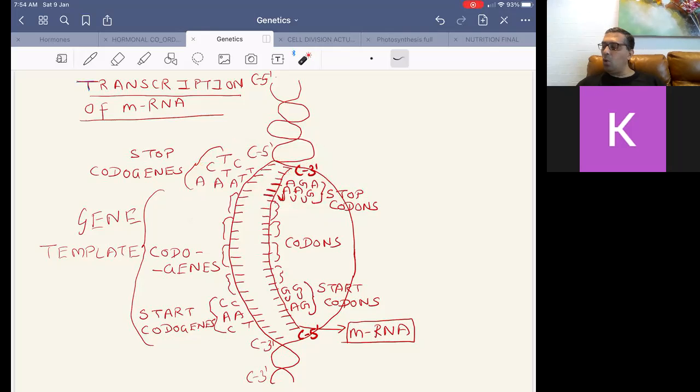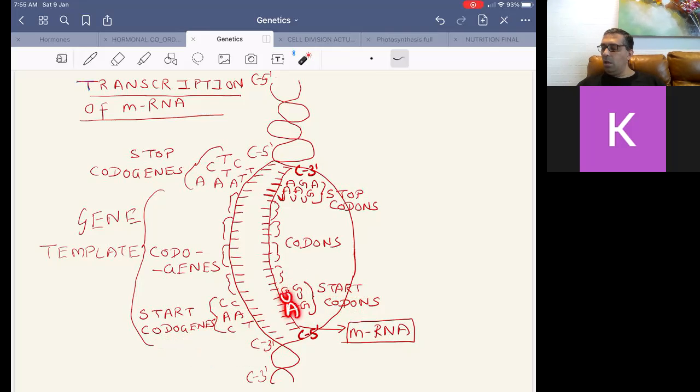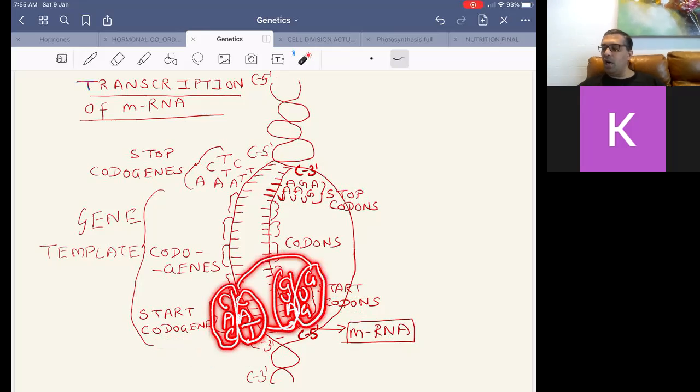So, which is the start codon? AUG or GUG. Which are the start codogenes? TAC or CAC are the start codogenes on the DNA. And mRNA has the start codon AUG or GUG. Start codogenes are TAC or CAC. TAC codes for AUG and CAC codes for GUG, the start codon.